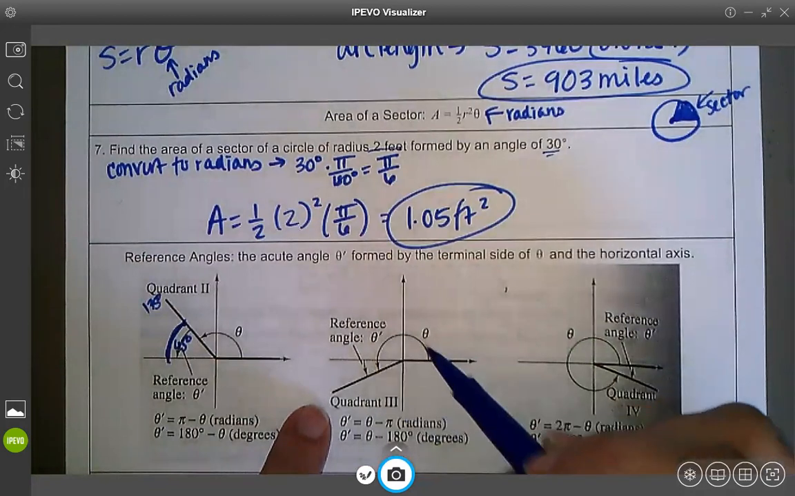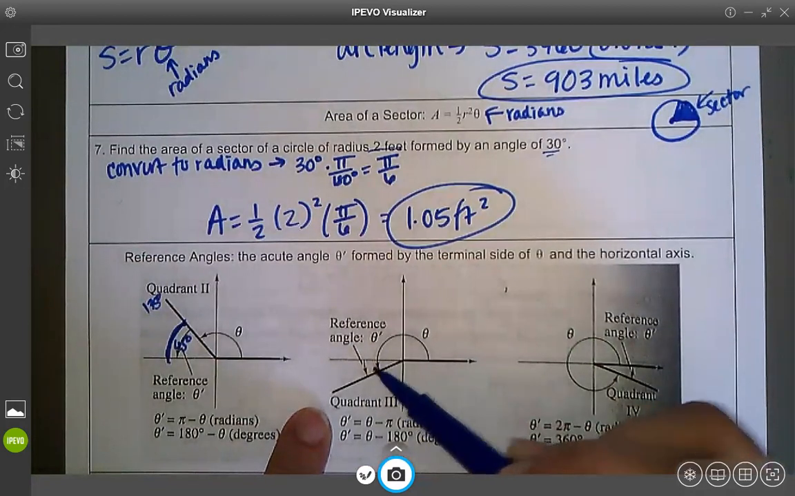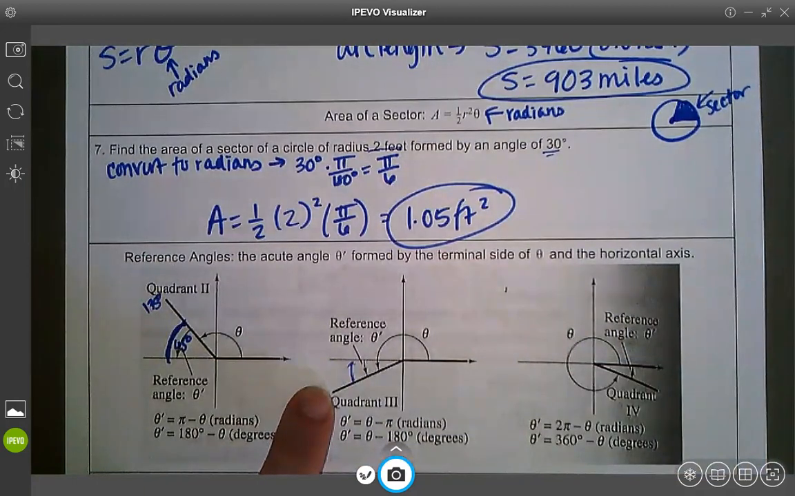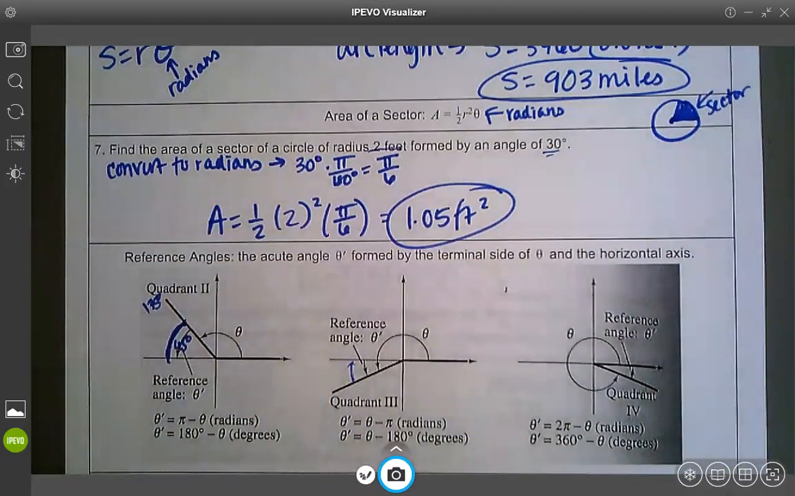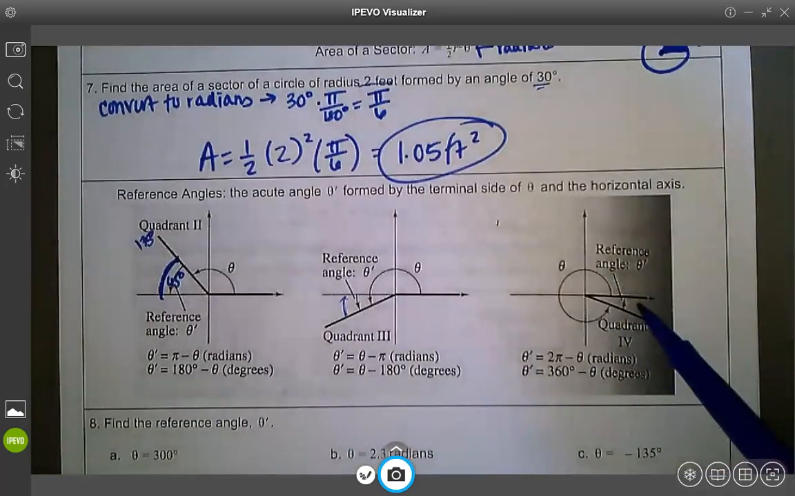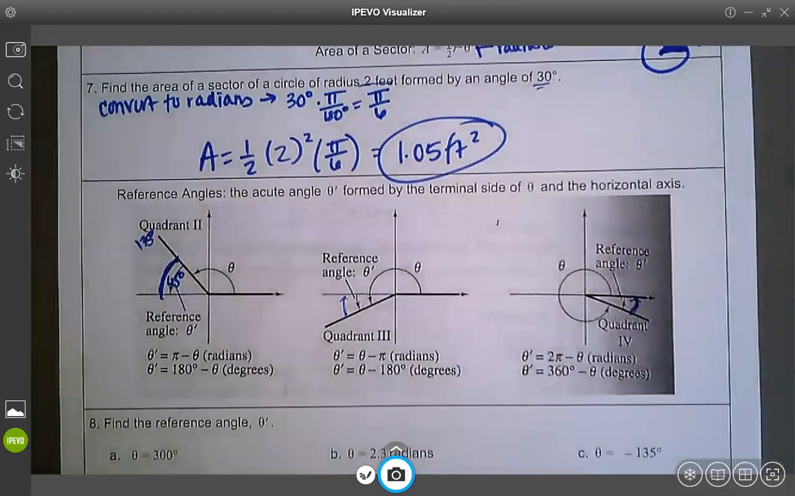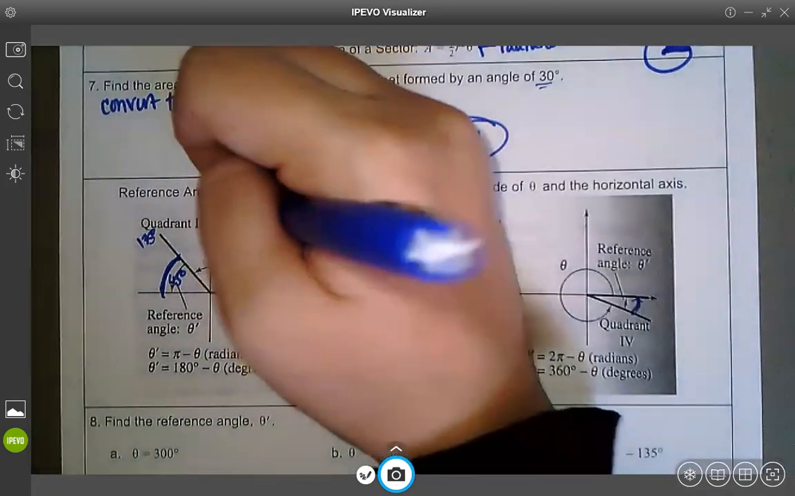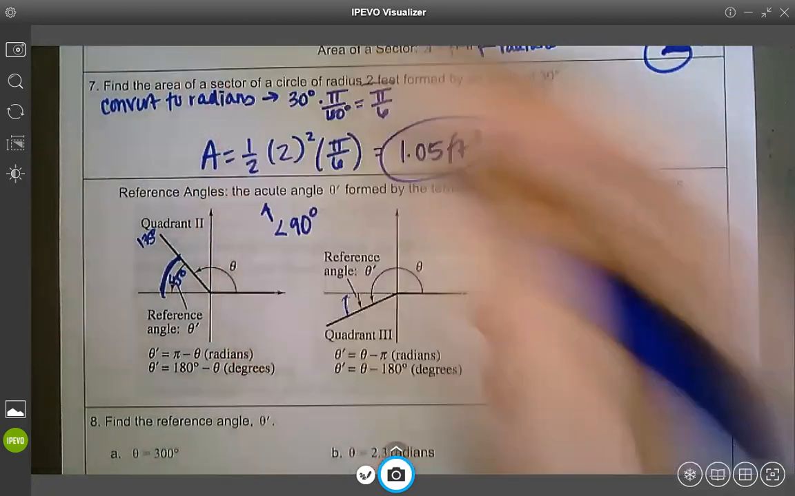Here, this would be about 200 degrees, roughly. So my reference angle would be about 20 degrees, the distance between that and the closest x-axis. If this is my whole angle, my reference angle is this small angle here. So again, it's acute. Remember, acute means it is less than 90 degrees.